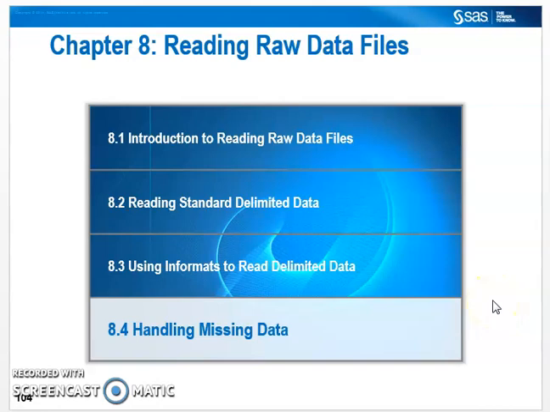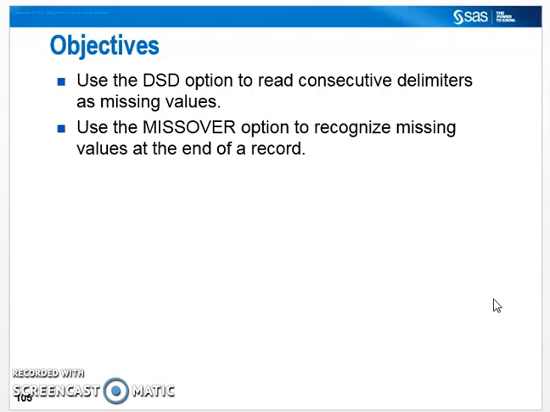Next, we go to 8.4, handling missing data. In this section, the objectives are, firstly, use the DSD option to read consecutive delimiters as missing values. Secondly, use the MISSOVER option to recognize missing values at the end of a record.